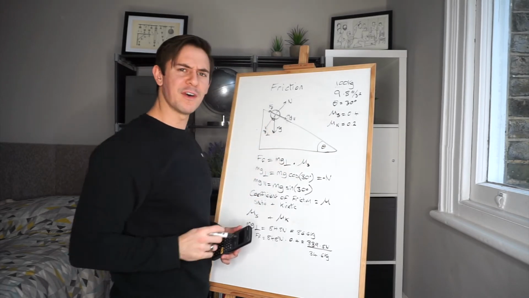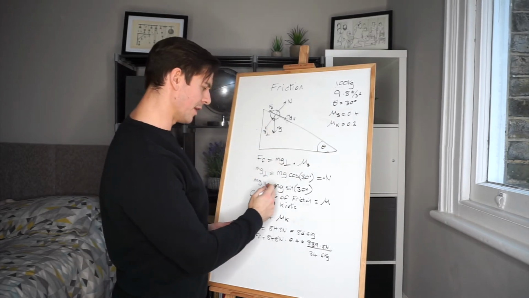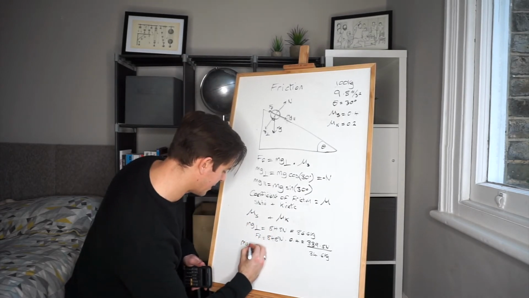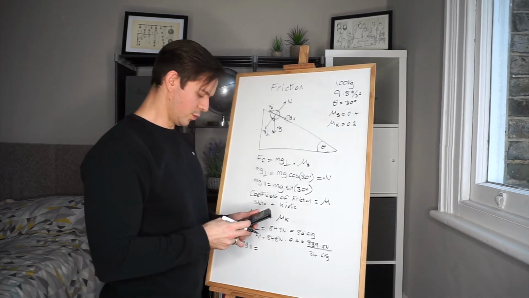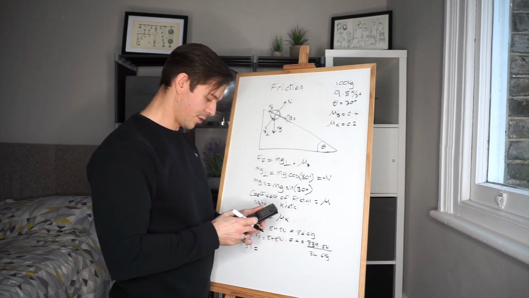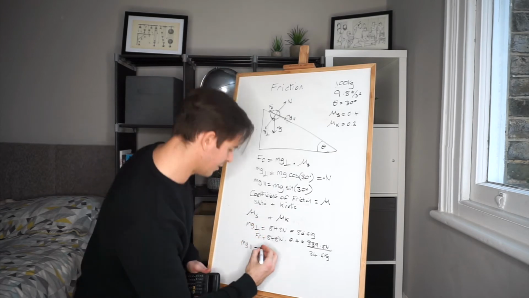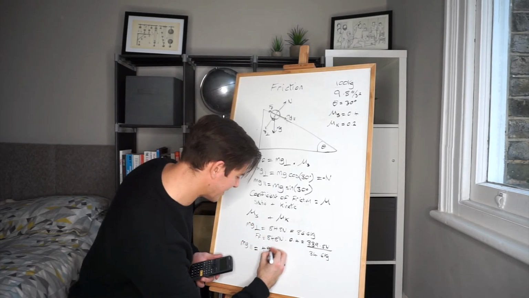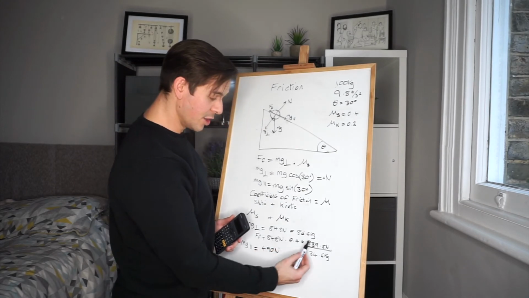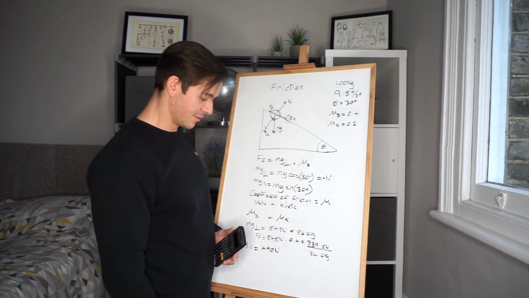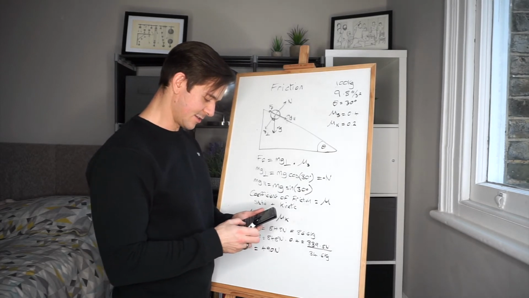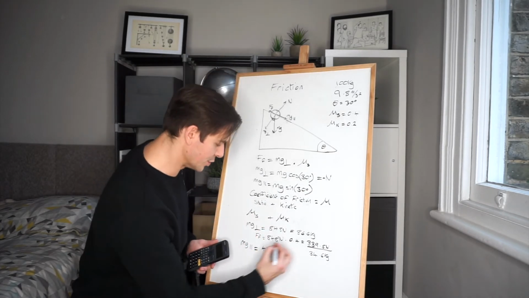Well, how much was mg parallel equal to? Because that's the force fighting it. So mg parallel was mg sine of 30. So mg parallel was equal to 100 times 9.8 times sine of 30. And that itself was equal to 490 newtons. So the question is, is 490 bigger than 339.5? Yes. How much bigger is it? It is 150 newtons more.